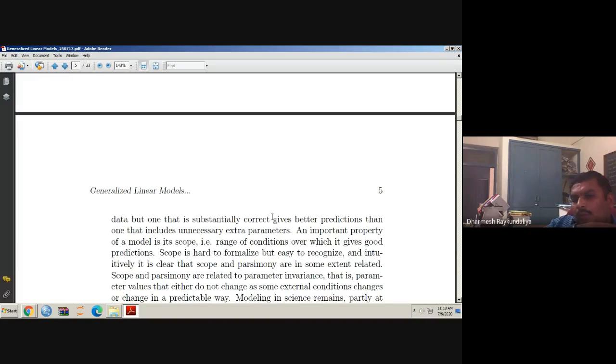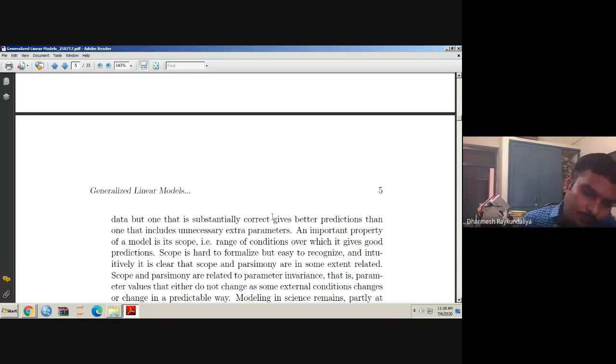It should not be that whatever model I have designed, it is good only for this data. Then it has no meaning for such modeling, because every time your data is changing. Are we in a position to use this model for a certain range of changes in the data points? If we can, then we can say that the model has a scope. Scope is hard to formalize, but easy to recognize. And intuitively, it is clear that scope and parsimony are to some extent related.